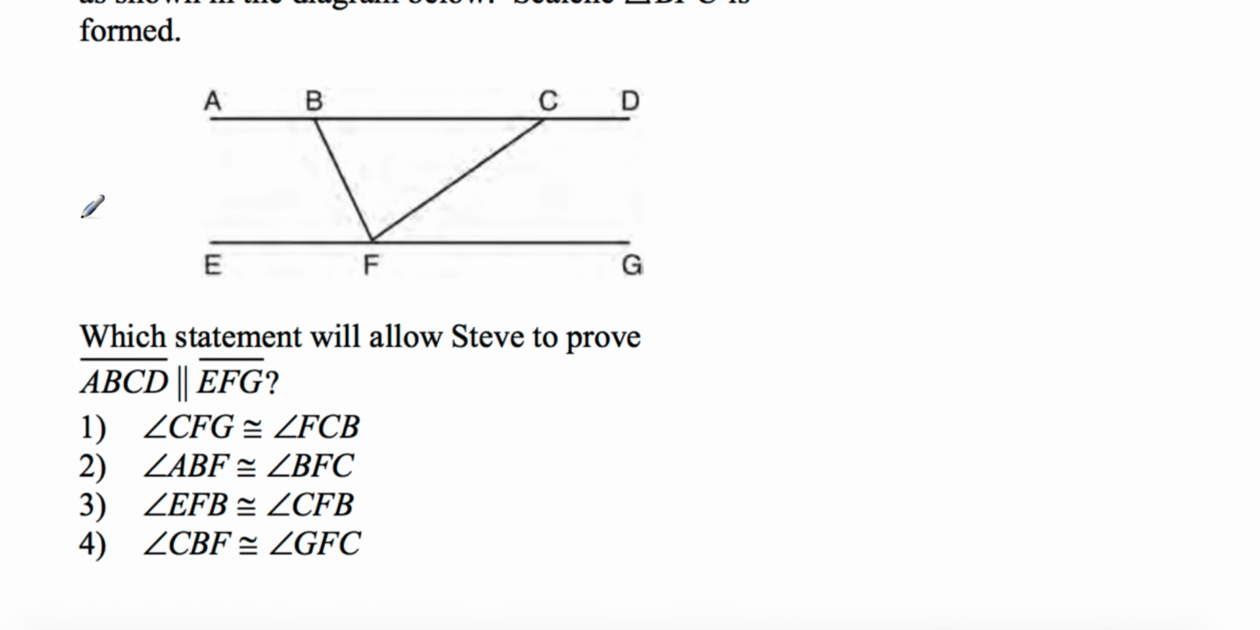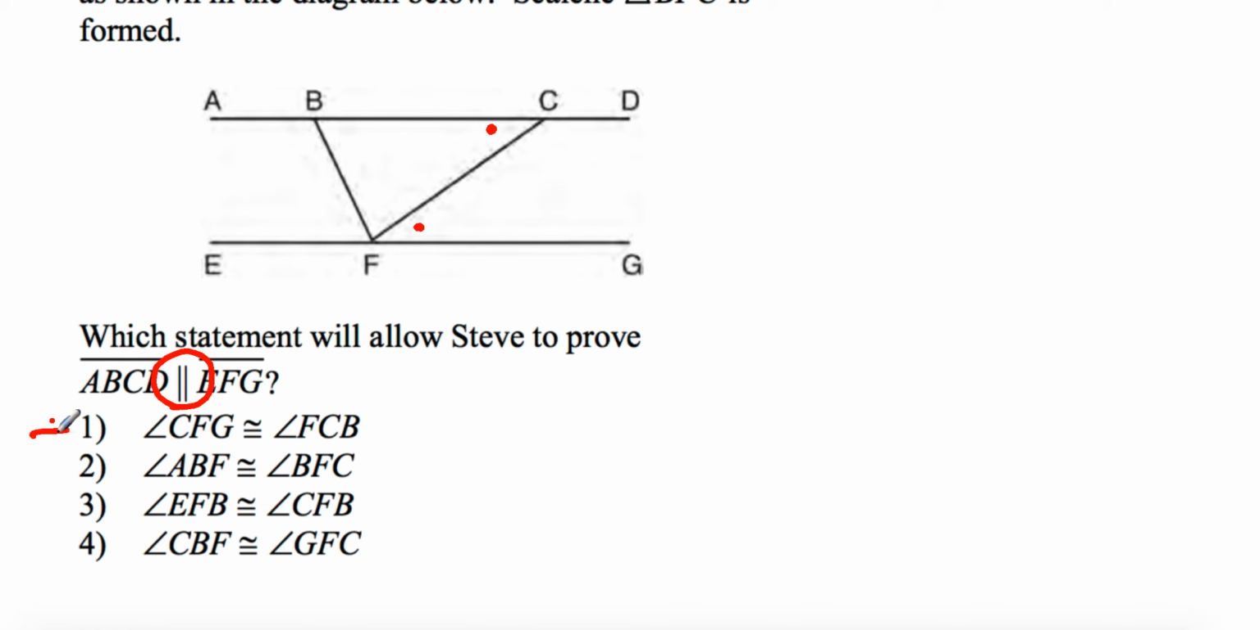Which statement will allow Steve to prove that 2 lines are parallel? When 2 lines are parallel, we're talking about alternating interior angles or corresponding angles. So here, CFG, this angle, is congruent to FCB. Are they alternate interior angles? They are, hence those 2 lines must be parallel.